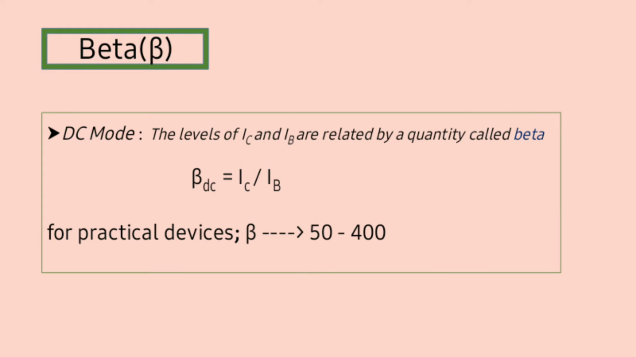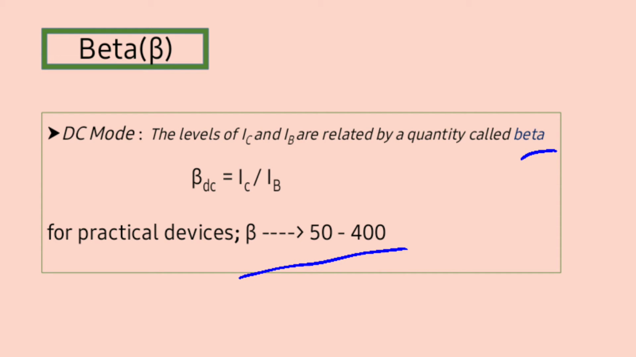Next we are going to define beta, as we defined alpha in the common base configuration. Beta is defined in two modes, DC mode and AC mode. Now we shall see beta in the DC mode. In this DC mode, the levels of IC and IB are related by a quantity called beta. So beta DC equals IC over IB, where IC and IB are determined at a particular operating point on the characteristics. For practical devices, the level of beta ranges from about 50 to 400, with most in the mid range.